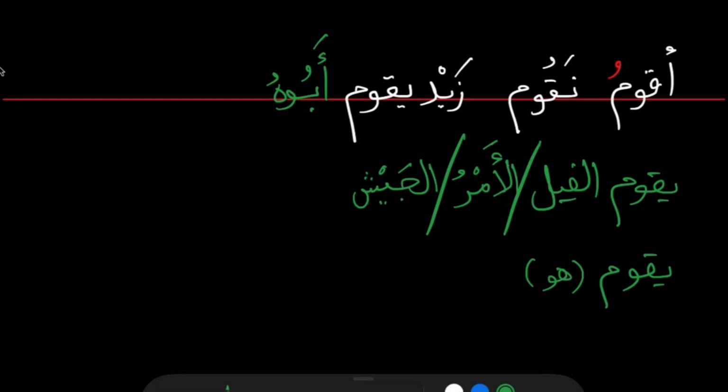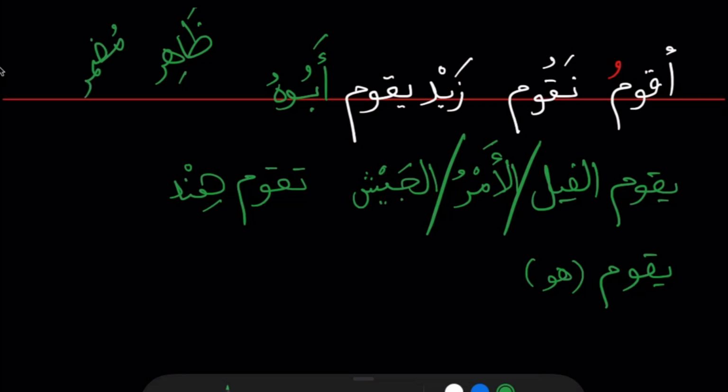Same thing for hiya. You say takumu Hind, that alone right there. Hind, that's a non-pronoun. Yakumu Zayd, that's a non-pronoun. Called dhahir. You have two types, mudmar and dhahir. Mudmar means pronoun. Dhahir means non-pronoun.